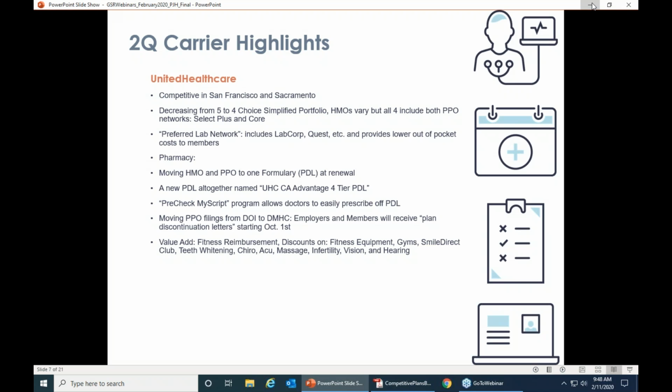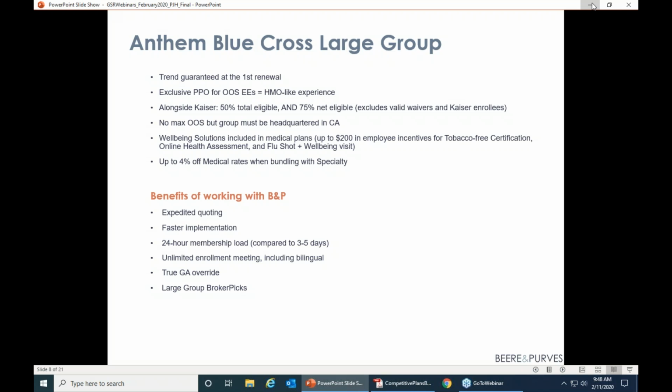United Healthcare has been also a great partner for us as well. Anthem Blue Cross, I mentioned at the beginning of our webinar here. What's interesting about this is that for groups 100 to 300 eligible employees, this is the partnership that we have, which is an extension of the Anthem Blue Cross team that are located in Fresno and in Roseville. If you have groups in this space, please give us an opportunity to quote on it.